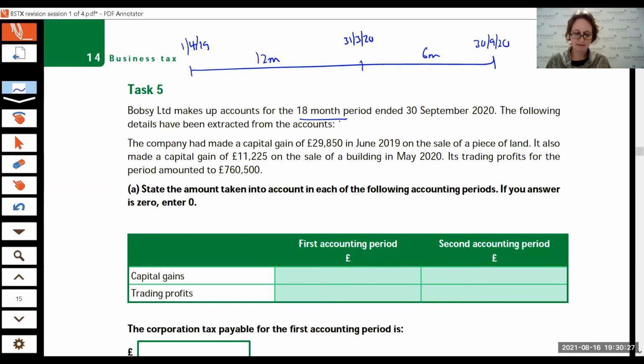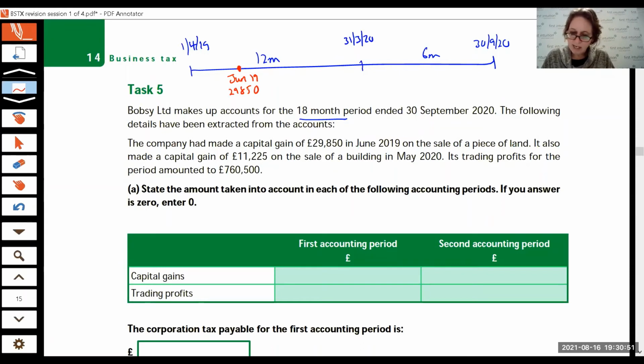That's better. Okay. So I always like my good timeline, so I get that drawn out so I can see what I'm dealing with. The company had made a capital gain in June 2019. It's very interesting. Let me pop it on here. June 19, capital gain, 29,850.